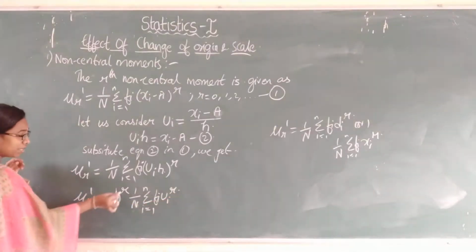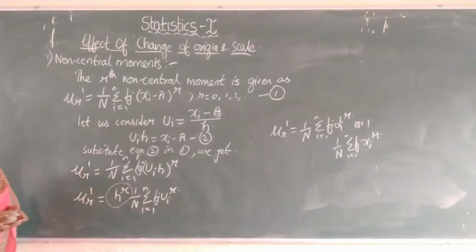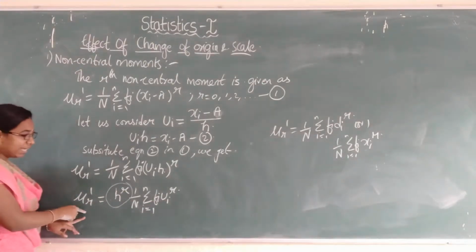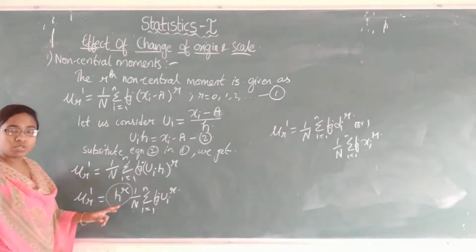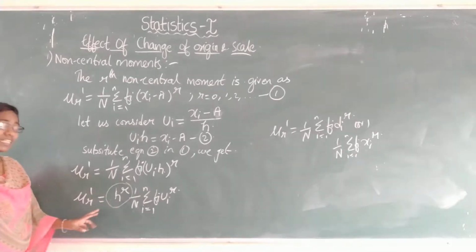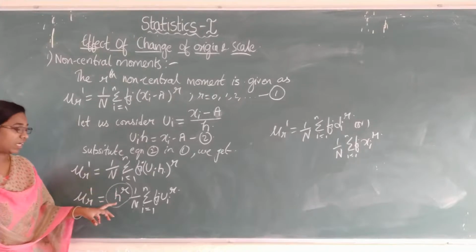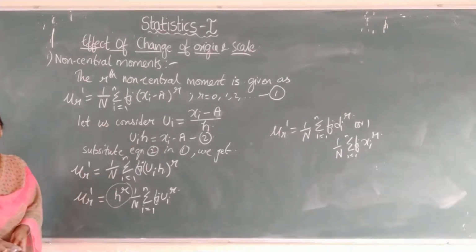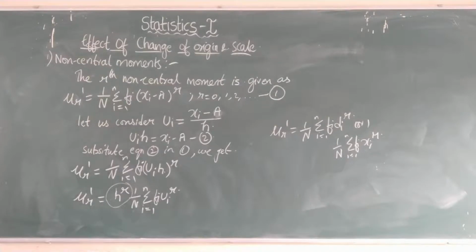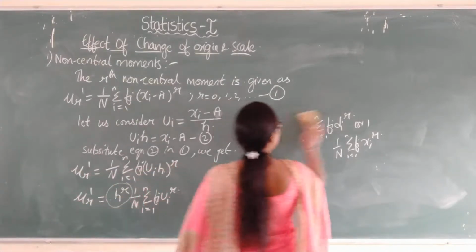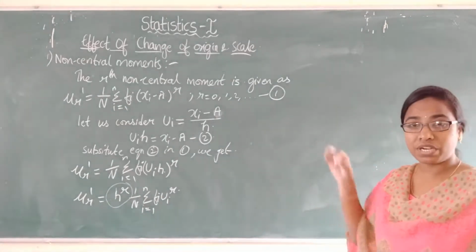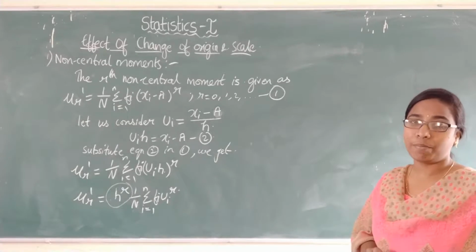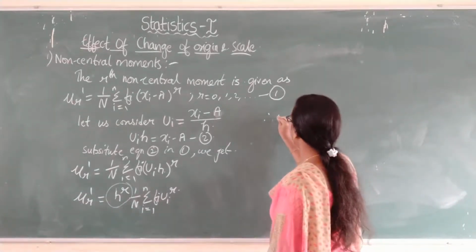What is the extra term we are having? We have the extra term h power r. That means whatever the moment is, it is dependent on this h. You are getting the μr dash value in terms of h also, right? So this is dependent on h. What is h here? h is the shift in the scale. Therefore, these non-central moments are independent of origin but not of scale. Because it is dependent on scale, it is not independent of scale.